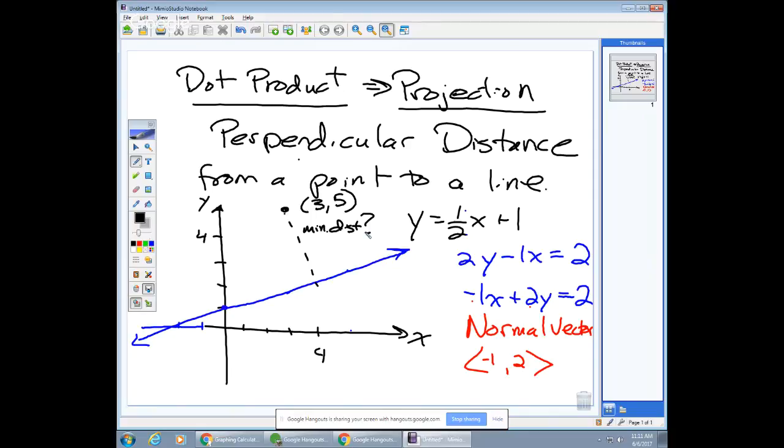Okay, so to do that, what I want to do next is just pick any point on the line. So I'm going to pick a nice easy point, being the y-intercept of the line. So I've got the point 0, 1. And then I want to create a new vector that's going to take me from my point here down to that point right there. Okay, so take a stab. What do you think that vector is going to be?